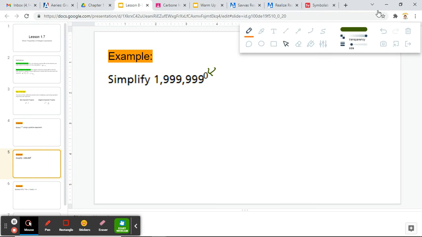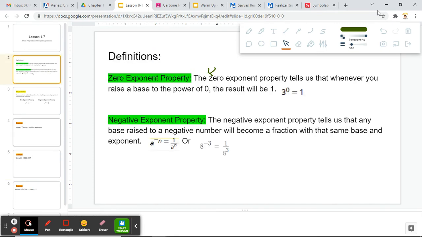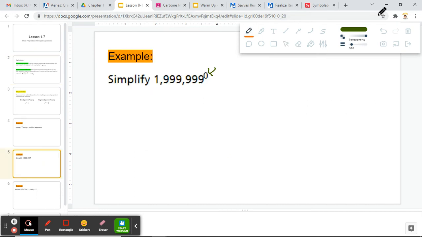It's 0, right? So regardless of how big our base is, we should think back to our zero exponent property. The zero exponent property tells us whenever you raise a base to the power of 0, the result is going to be 1. So we look back here. We're raising a base to the power of 0. So that means you can forget all the other numbers here. We automatically know this is going to come out to 1. We don't even have to think about anything more than that. Whenever you see an exponent that is 0 and it's raising the base to a power of 0, then you just automatically know that you're going to get 1 as an answer.